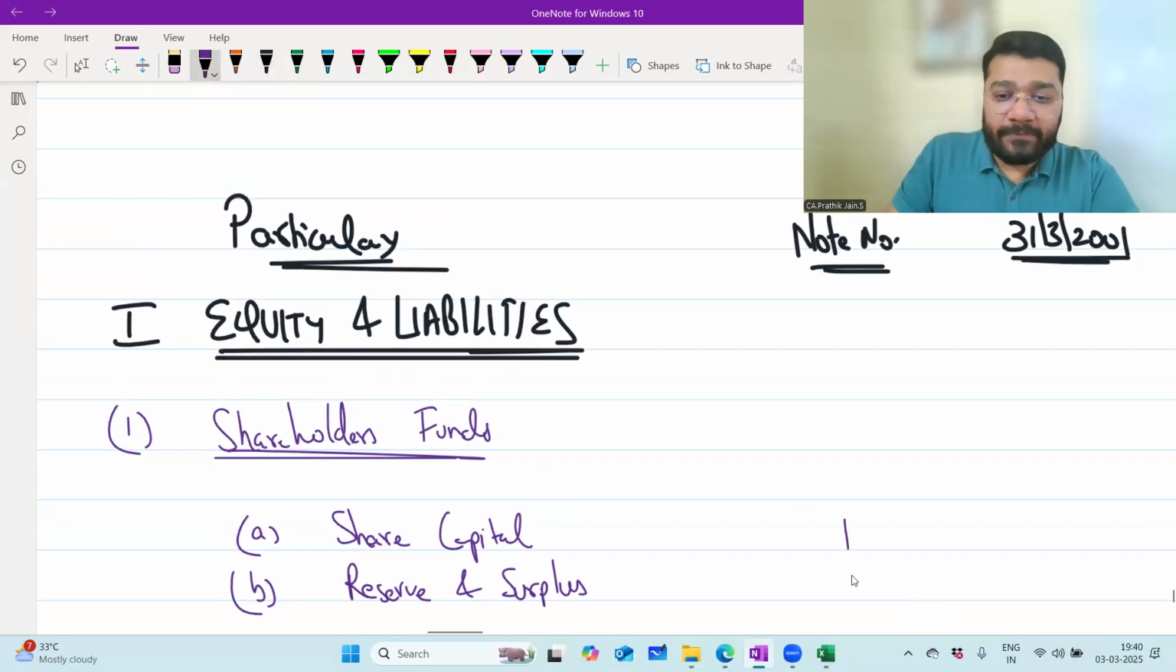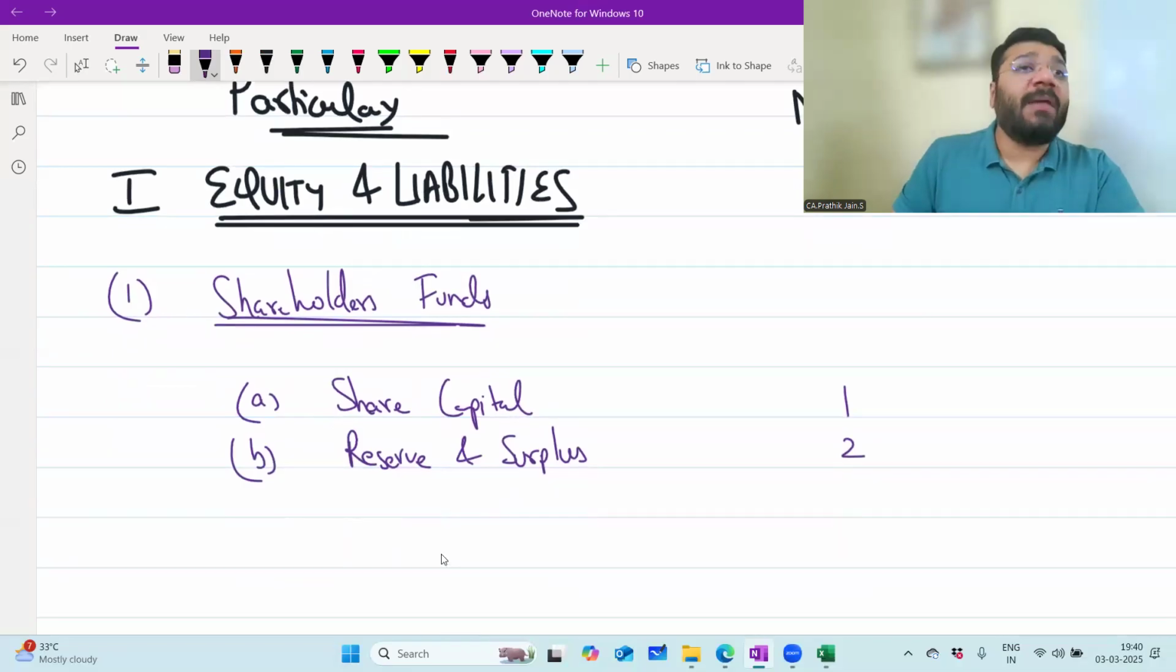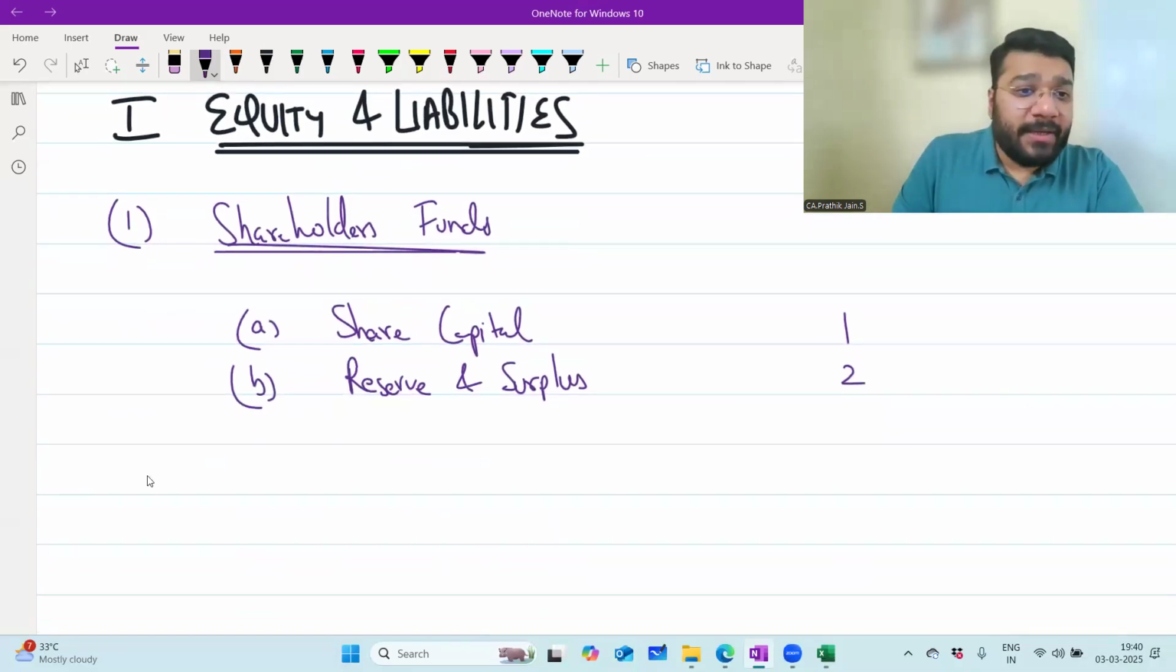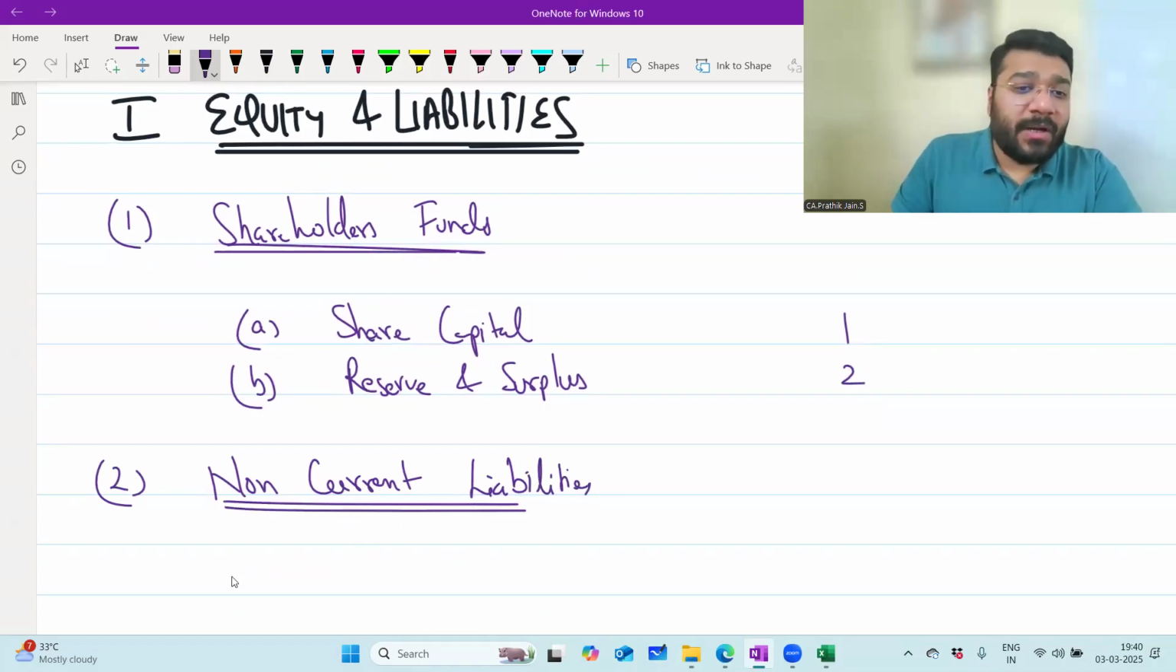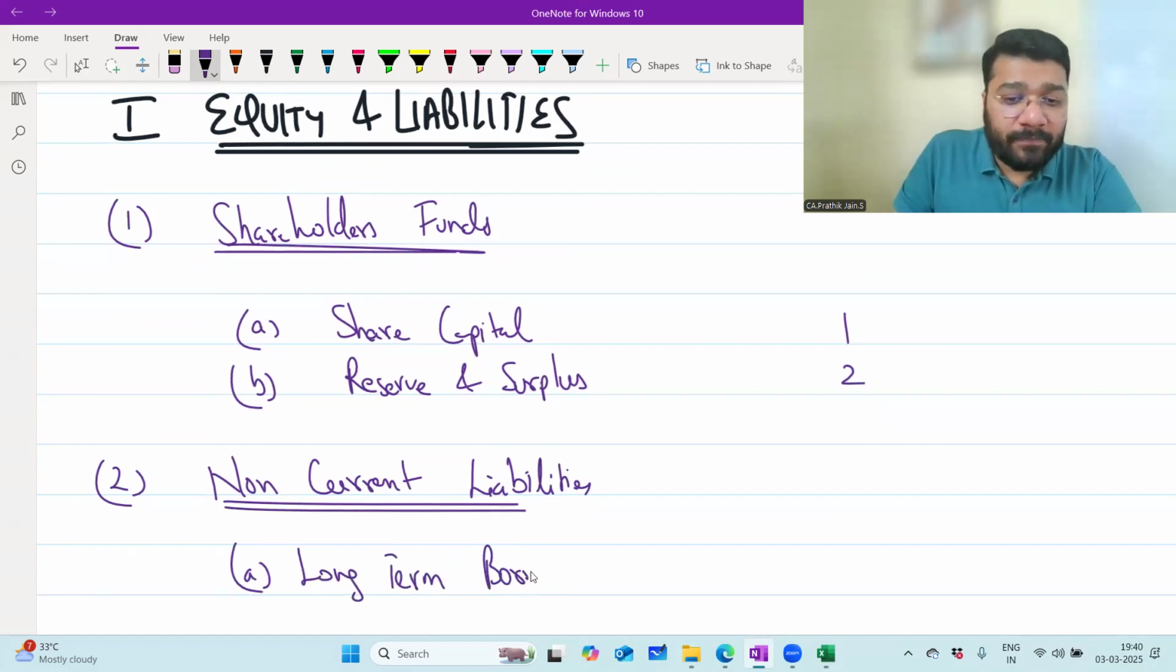Note number 1. This is note 2. Share warrant, you can skip it. Share application pending allotment, you can skip it. Second is non-current liabilities. Under that, first one is long-term borrowings.